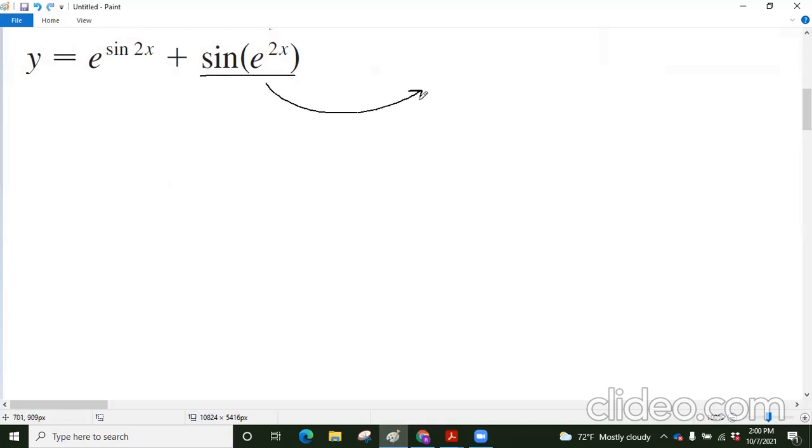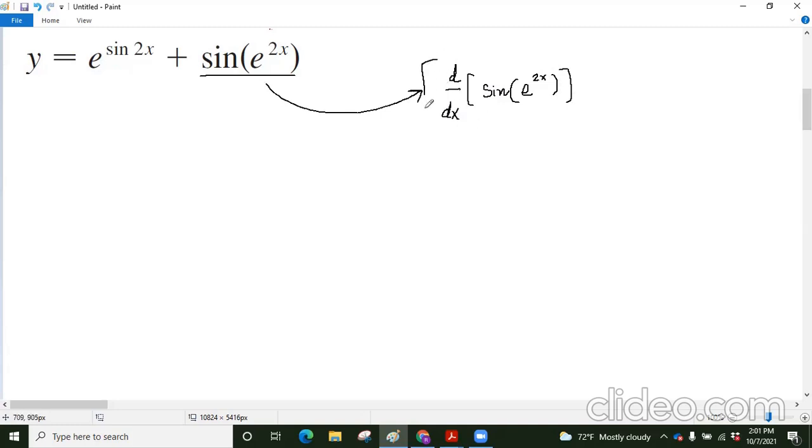Let's go off to the side and just look at sine of e to the 2x. Let's not think about anything else. Think about this as if it were a different question, correct? So if I randomly came up to you on the street someday and I said, what is the derivative of sine of e to the 2x?